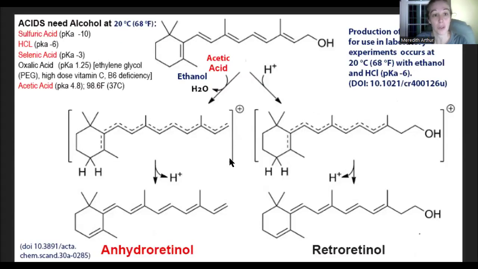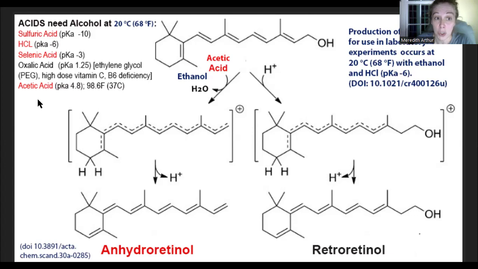Okay. So what about in the body? I think the major issue here would be the state of the alcohol in the body. Okay, so alcohol, you have to have alcohol to make anhydroretinol. An acid alone wouldn't work. It wouldn't be able to dehydrate to remove this hydroxyl group from retinol. You have to have an acid. So in laboratory experiments, you can actually make anhydroretinol at 68 degrees Fahrenheit with ethanol and hydrochloric acid.